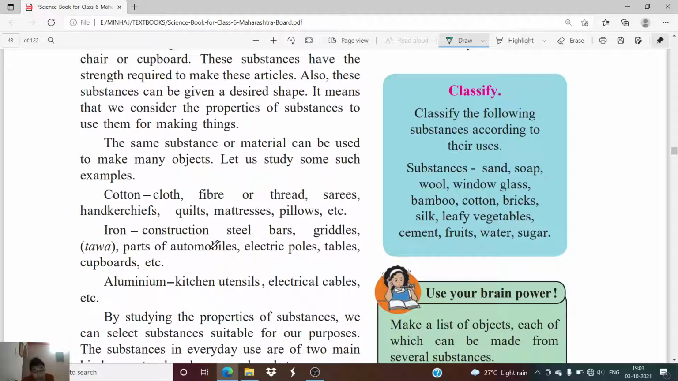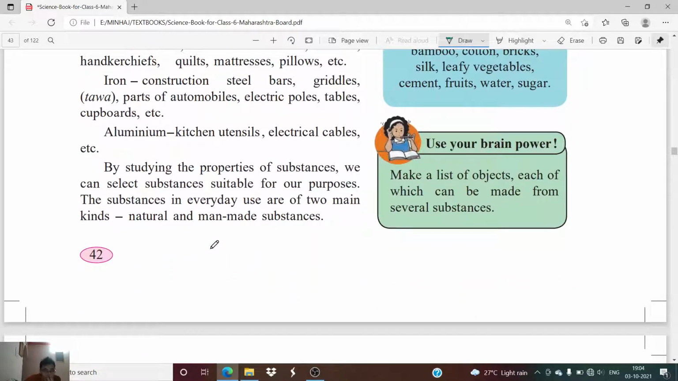Then aluminium is also there as an example. We make kitchen utensils using aluminium. We make electrical cables. So you can see one material, one substance can be used to make many different objects. Now by studying the properties of substances, we can select substances suitable for our purposes. The substances in everyday use are of two main kinds, natural and man-made substances.